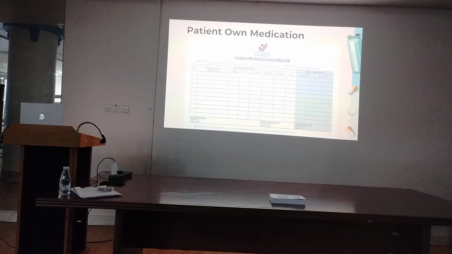We collect it from the patient and we fill a patient-owned medication form. And then what happens to this form? Where does it go?